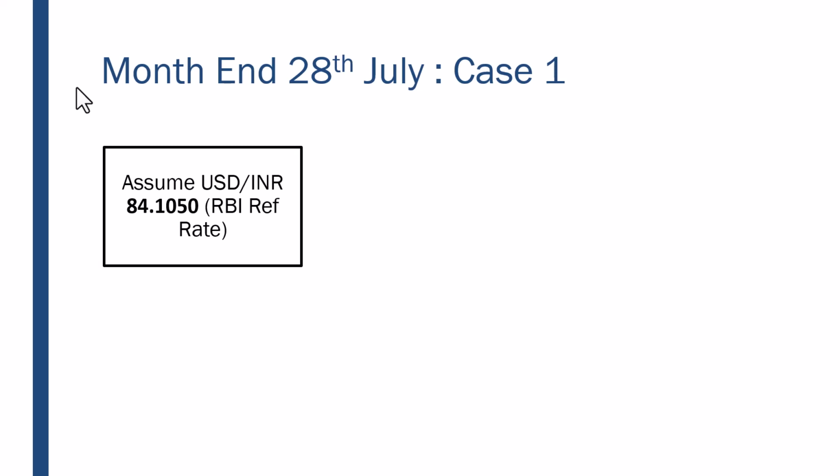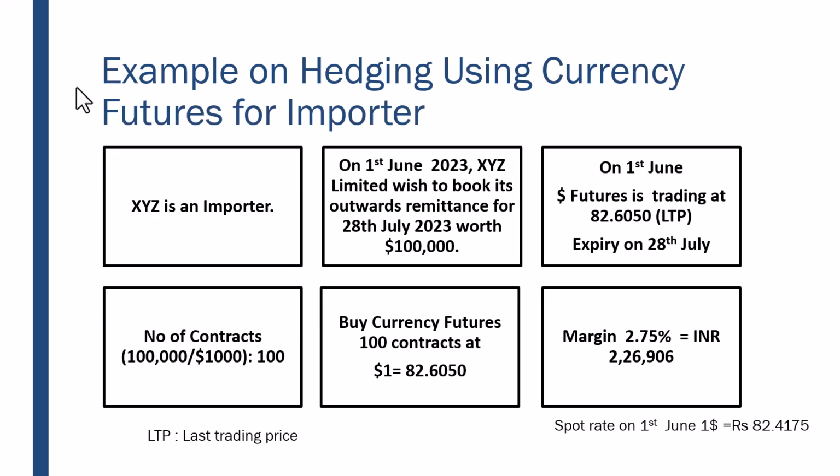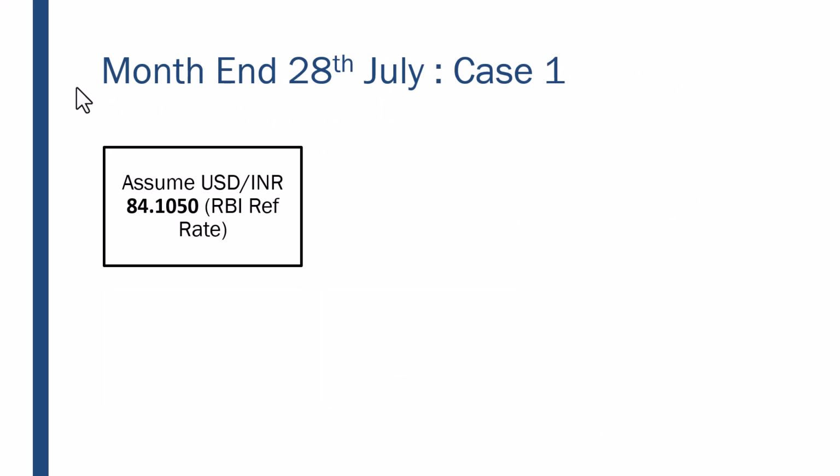Assume the dollar versus INR rate on that day, the RBI gave a rate of 84.1050. So RBI published the rate on 28th of July, which the stock exchange will recognize, and that will be your settlement price. So it comes to 84.10. At what price did you buy it? You bought it at 82.60. The price has gone up. It's good news for you from the stock exchange point of view because you're making a gain here. But you are an importer, you will be losing because you have to pay the importer at 84.10, but in the stock exchange you made a gain.